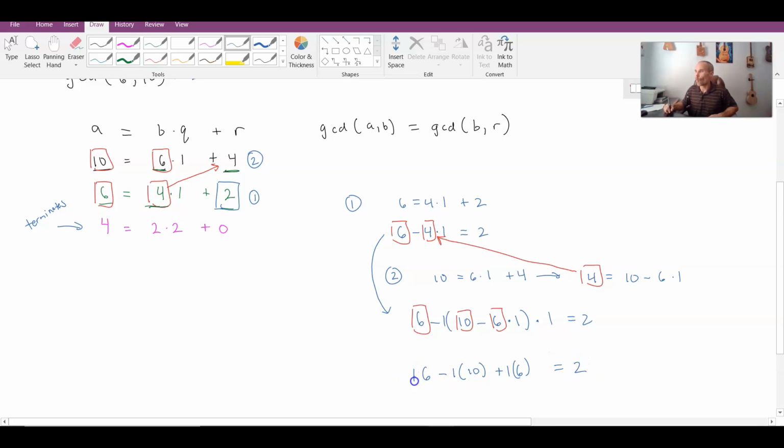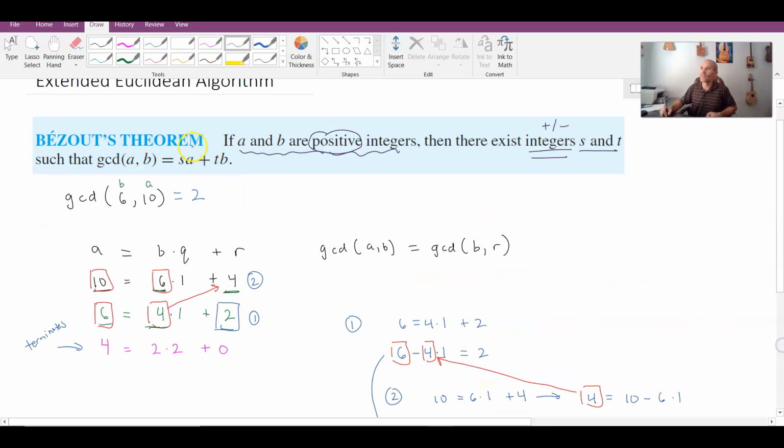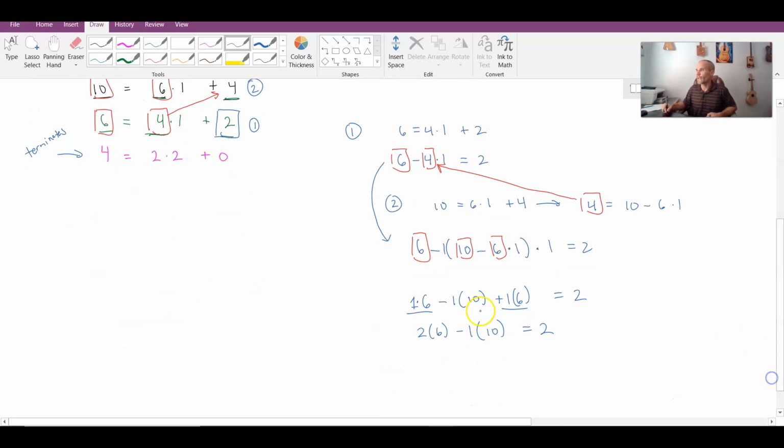Now here I have 1 multiple of 6, and here I have 1 multiple of 6. So if I have 1 multiple of 6 and another multiple of 6, I have 2 multiples of 6, and then I have negative 1 multiples of 10, and I see that by substitution this should still equal 2. In fact, 12 minus 10 is indeed 2. The theorem states that there exists some multiple of A plus some multiple of B that equates to the greatest common divisor. And we have that.